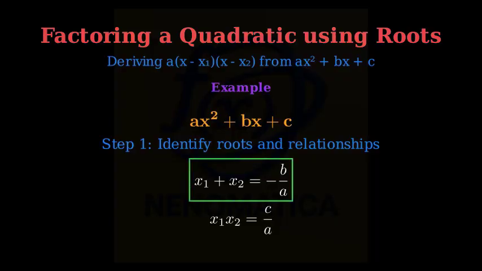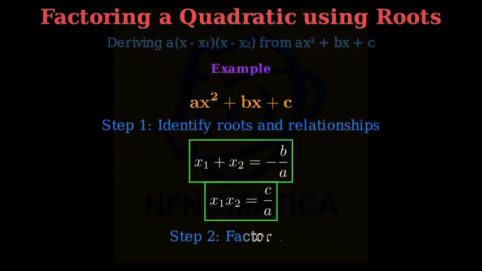Assume the quadratic equation ax squared plus bx plus c equals 0 has two distinct real roots, x sub 1 and x sub 2. By Vieta's formulas, the sum of the roots equals negative b over a, and the product of the roots equals c over a.